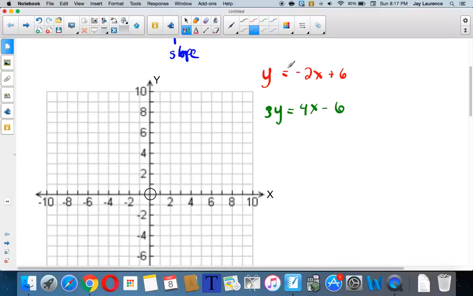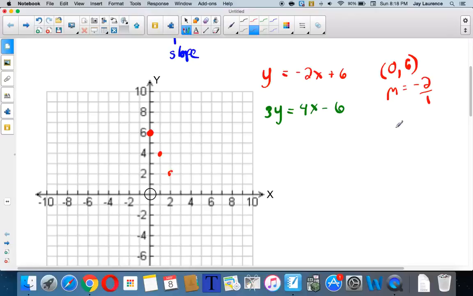All right, so this red equation, the y is alone, and the y-intercept is 6, or the point (0, 6), right? Because I'm on the y-axis. And so I plot that point. Now my slope is -2, which I like to keep as a fraction when I'm doing slope. So I could go down 2 and then right 1, and I could go down 2 and right 1.